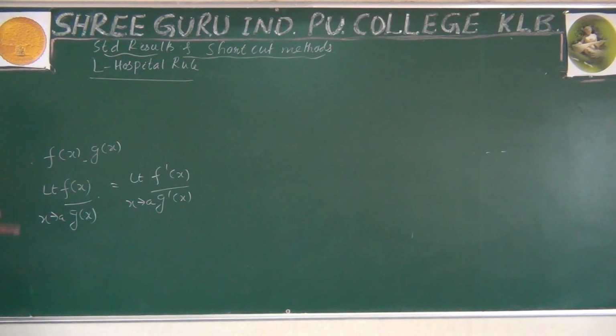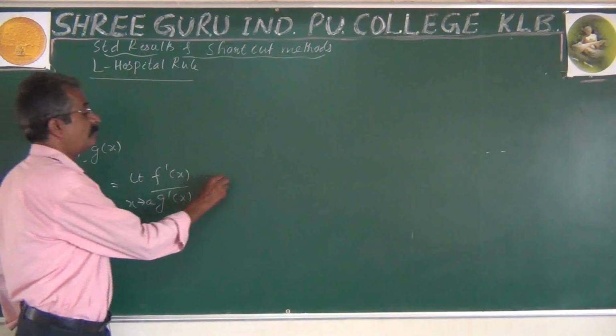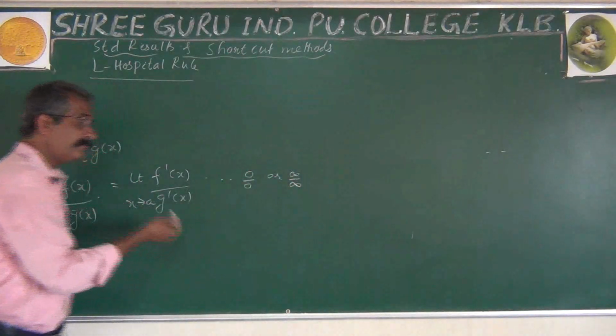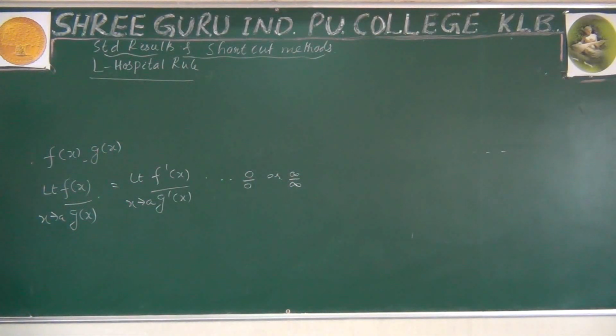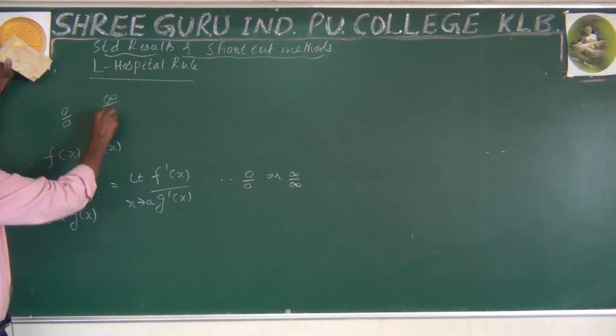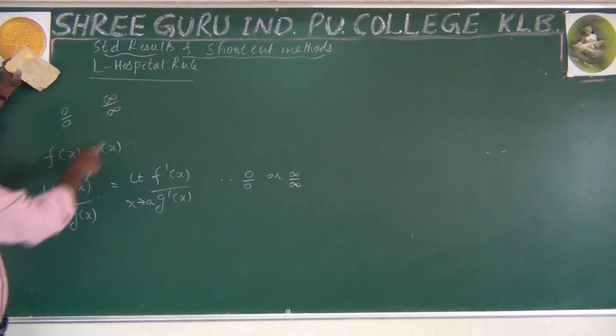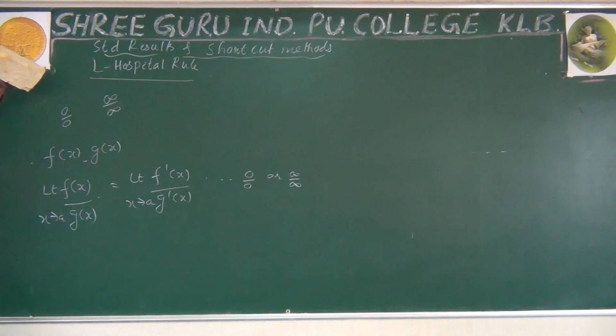If it becomes again 0 by 0 or infinity by infinity form, once again we can apply L'Hospital rule. And the simple meaning of L'Hospital rule is to differentiate the numerator, differentiate the denominator separately, provided your limit must be either 0 by 0 form or infinity by infinity form. But in other cases, you have to transform to either 0 by 0 form or infinity by infinity form. Then you need to apply L'Hospital rule.